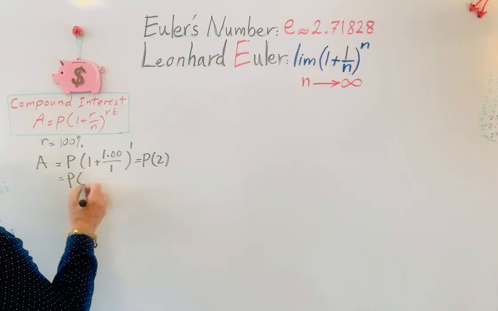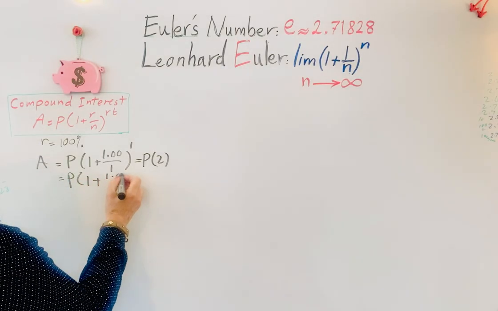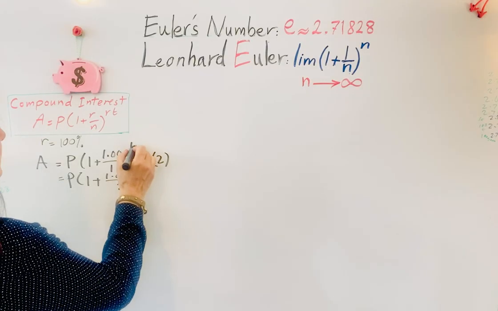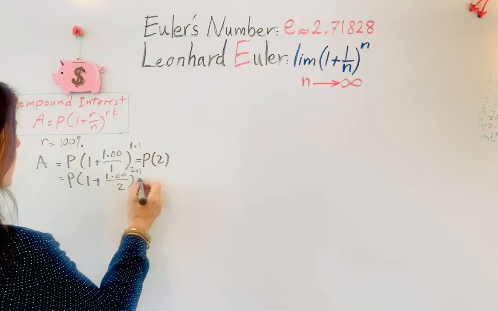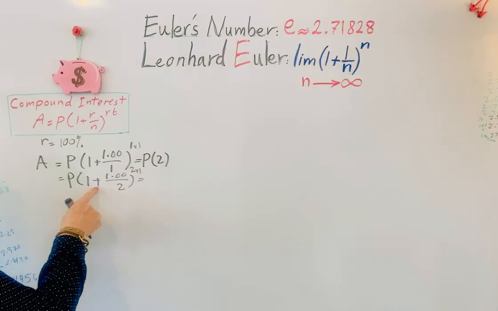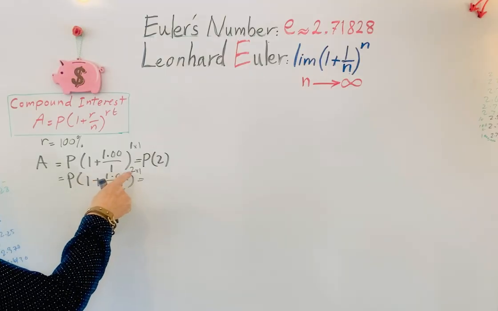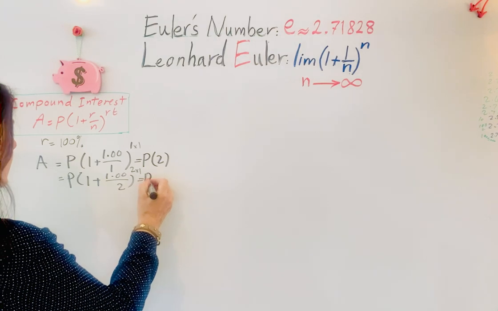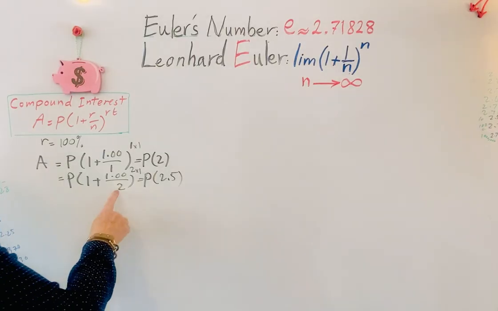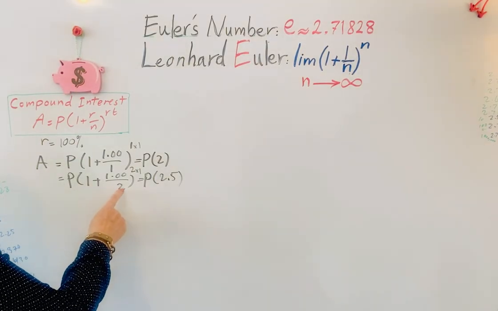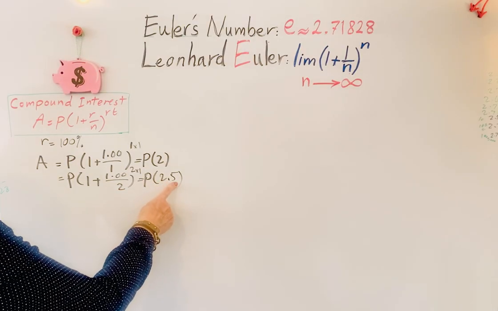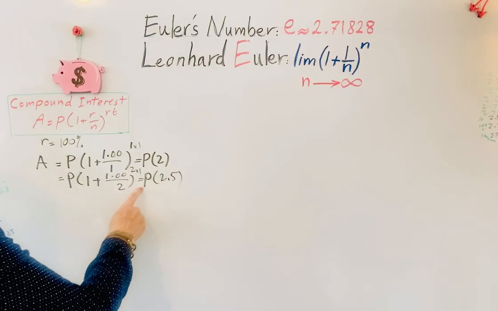How about twice a year, every 6 months? 2 times 1. How much is it going to be? It's going to be 1 plus 1 divided by 2, and everything raised to 2, which gets something about 2.5. People said, okay, if twice a year the money gets compounded, it is much better, because it is 2.5 times bigger than the principal.